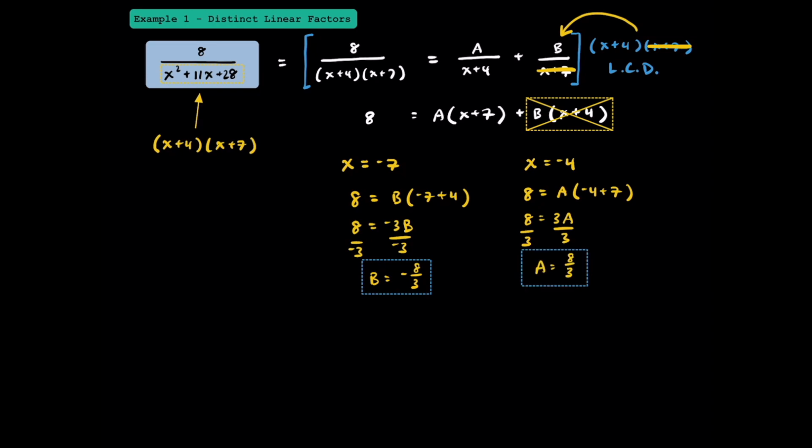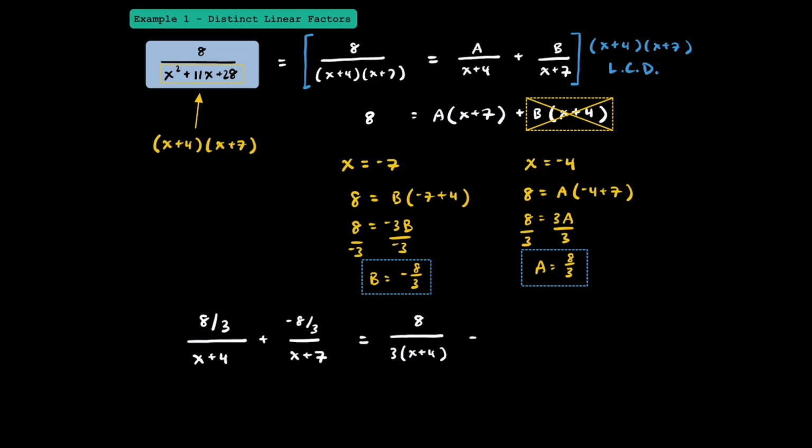Now that we have our values of A and B, we can substitute them into our partial fractions. One way you can write your partial fraction decomposition is writing 8/3 over x plus 4 plus negative 8/3 over x plus 7. Cleaning this up a bit, we can write this as 8 over 3 times the quantity of x plus 4 minus 8 over 3 times the quantity of x plus 7. This would be our partial fraction decomposition.